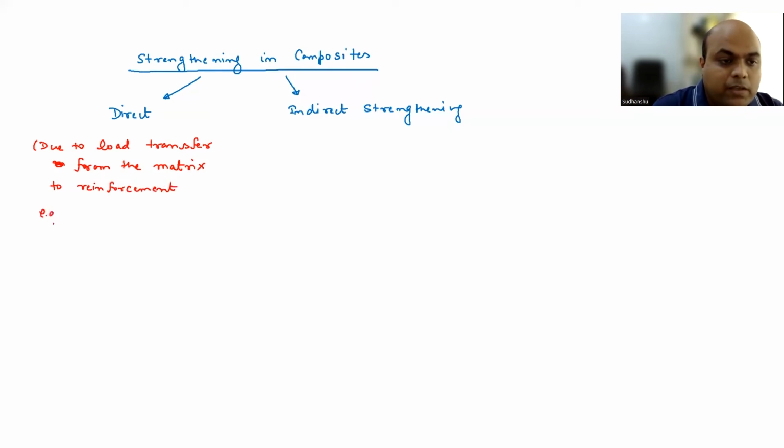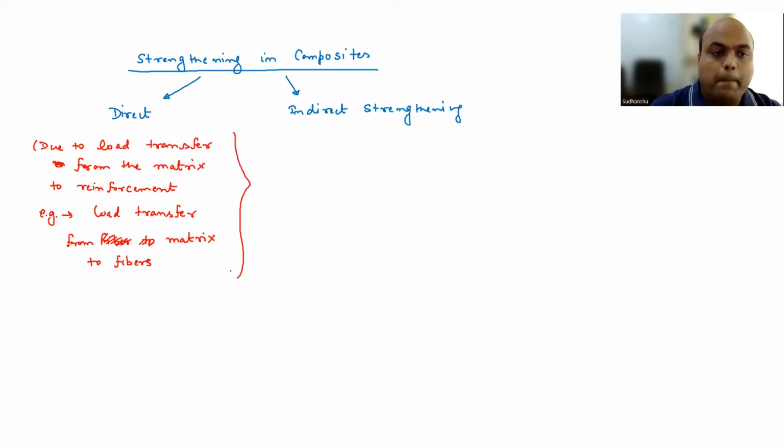Okay, for example, load transfer from fiber to, sorry, opposite, from the matrix to the reinforcement. So from matrix to fibers. Okay, so this is direct. So because of the load transfer from the matrix to the reinforcement.